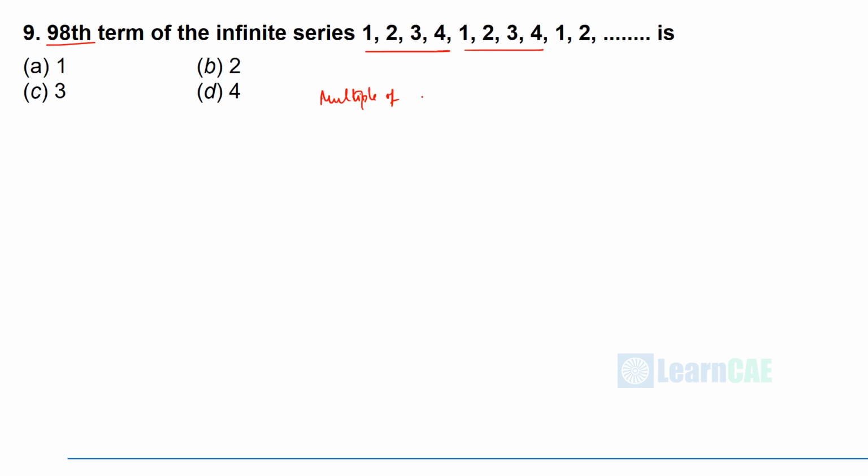So to find out the 98th term, you have to check the multiple of 4 near 98. Multiple of 4 lesser than 98. So if you see here, 100 is a multiple of 4. The next lesser one will be 96. So 96th term will be 4, then 97, 98. This will be repeating. So this is 1, this is 2, and again it will be 3, 4. It keeps going on. So they are asking the 98th term. This will be 2. Answer is option B.